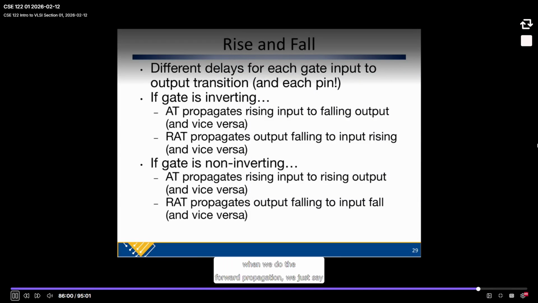So what happens is when we do the forward propagation, we just say all the rising inputs cause falling outputs, or all the falling inputs cause rising outputs if the gate's inverting, and vice versa. So it changes the forward traversal. It does the same thing for the backward traversal. You swap the entries in the table appropriately. So it doesn't add too much, but it does add a little more complexity.